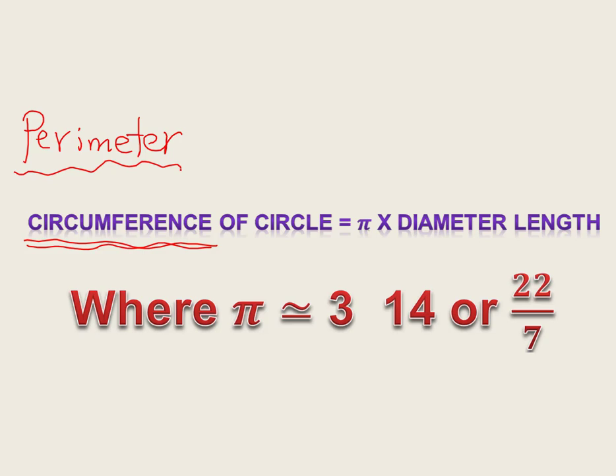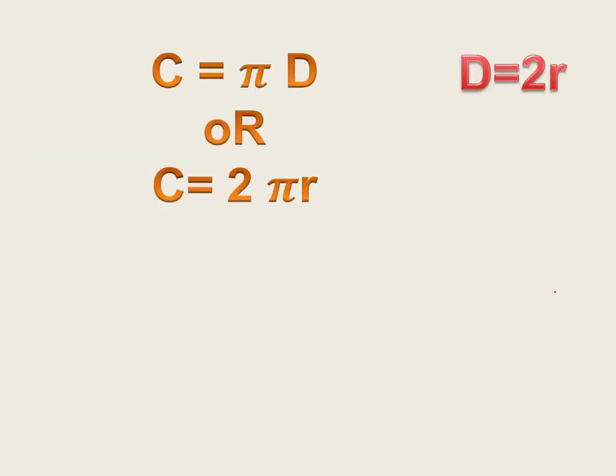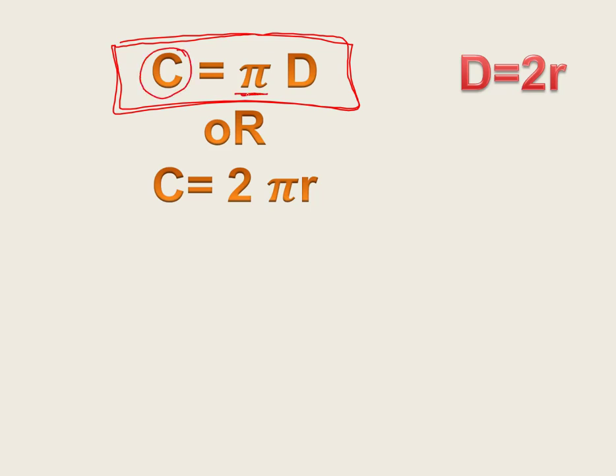Okay, we have a rule here. The circumference of a circle equals pi times the diameter length, where pi is a constant value equal to 3.14 or 22/7. So pi equals 3.14 or 22/7. So we say that C equals pi D. That's our rule today. C refers to the circumference, equals pi times D. D refers to the diameter.